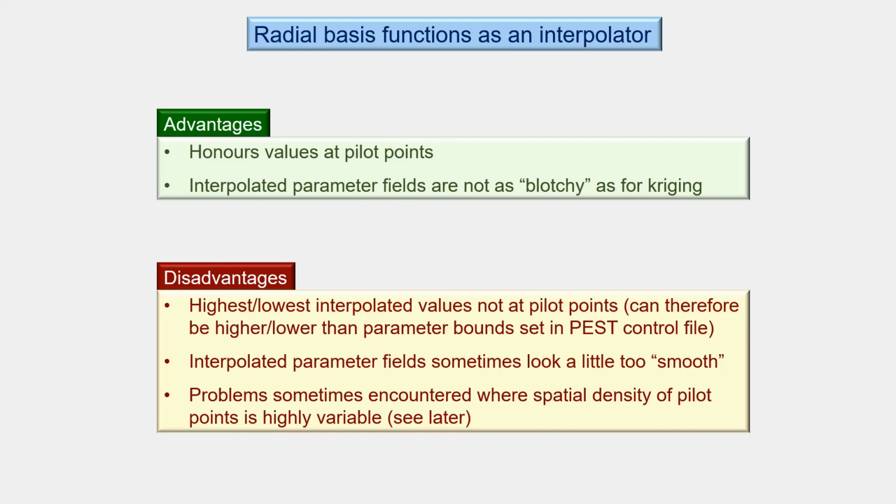Radial basis functions eliminates those problems, but it has a few of its own. It honors the values at pilot points. The interpolated parameter fields are not as blotchy. We don't have bullseyes, but sometimes they're just a little bit too smooth and a little bit too wavy and can look a little bit unrealistic. Also, as with pilot points, sometimes we can encounter problems if we have differential densities of pilot points in different parts of the model domain. But that can be largely fixed up in ways we'll talk about shortly.